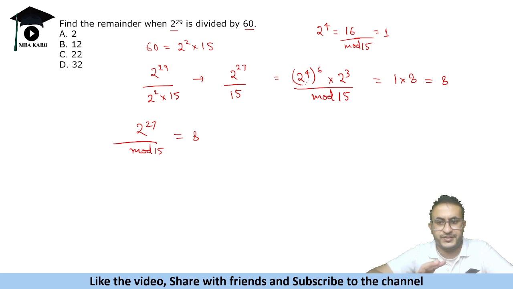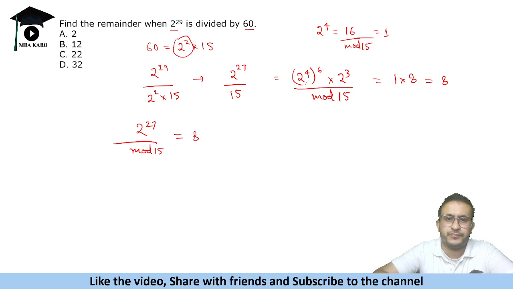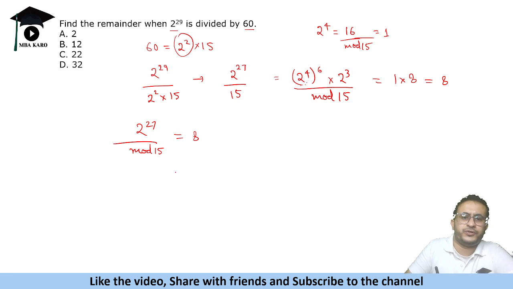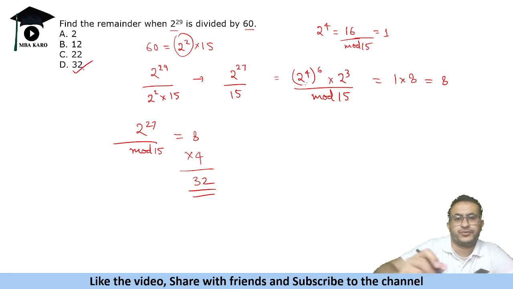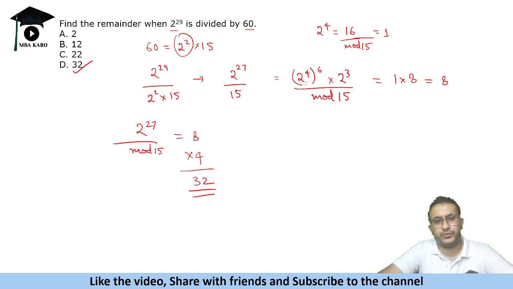Okay. Now in this question, what we do is, first we take out the common power and then multiply the result with that common power. So we had taken out 2 raised to the power 2. Okay. So now we will multiply it back by 2 raised to the power 2. So we'll multiply it back by 4. So we get the answer as 32. So the answer is 32.